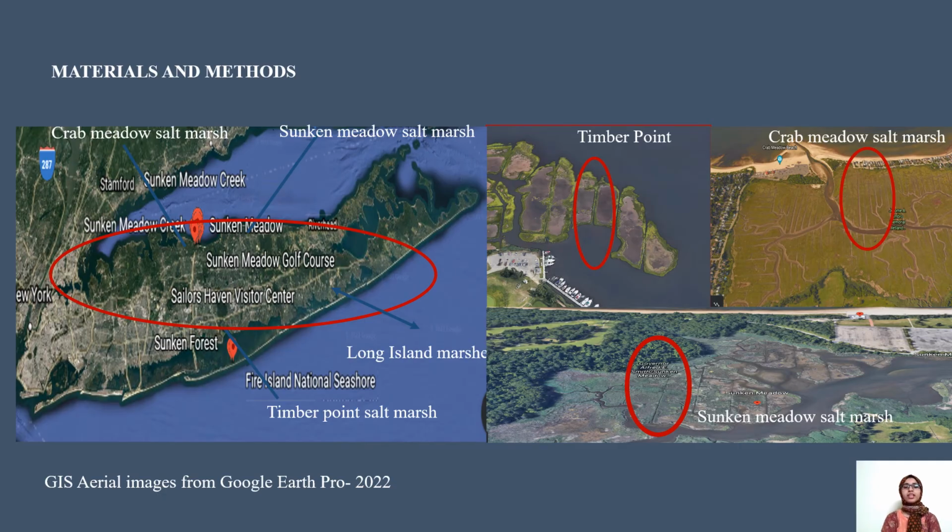To investigate the health of marsh and find the average rate of marsh loss, three different marshes of Long Island, such as Crab Meadow, Sunken Meadow, and Timber Point, were monitored. The red circle on these marshes shows the locations that were studied in this paper. The width distance from three different marshes and three different regions, including opening point, middle point, and ending point of mosquito ditches, were measured in meters over 22 years on Google Earth Pro. The data was collected in meters and analyzed on JMP version 16.